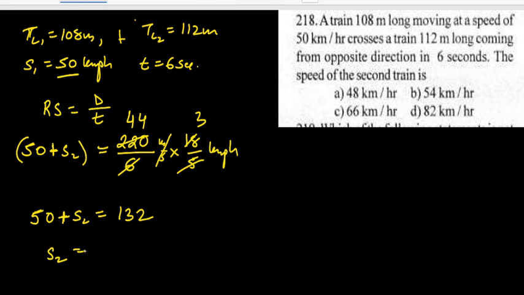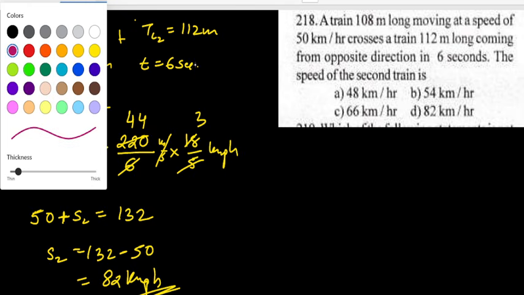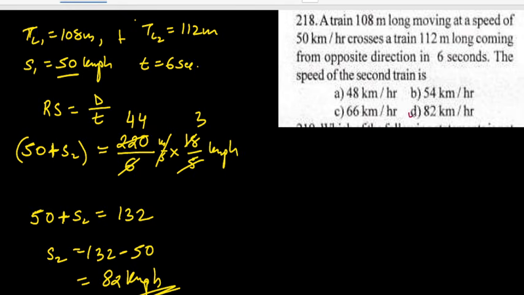So S2 would be 132 minus 50, which will give me 82 kilometers per hour. Okay, it was correct. I just made a mistake: relative speed should be added here because both of them are moving in opposite direction, right? So we have to add them. So 82 kilometers per hour is the absolutely correct answer, my friend.